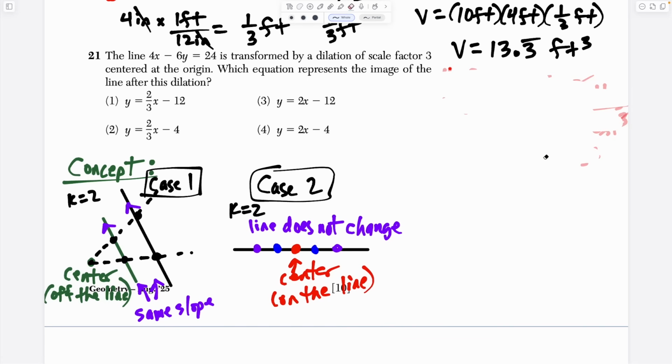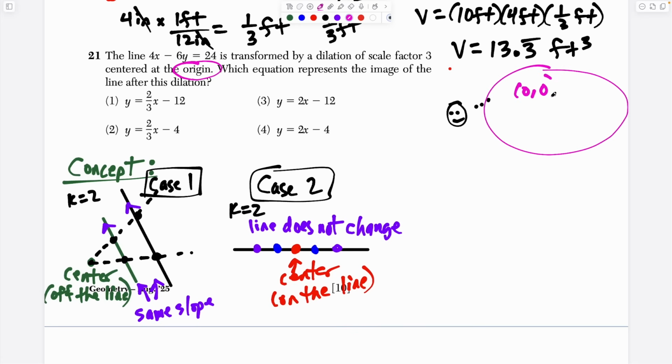So let me just make a little space from the last question. Since we're looking at a center of dilation at the origin, I just quickly check that (0, 0) is not a point on this line. So I'll take x equals 0, y equals 0, and plug it in. We have 4 times 0 minus 6 times 0 equals 24. And 0 equals 24 is false. So that means our center is not on the line we're starting with. So it's going to be the first case here. That allows me to get rolling.